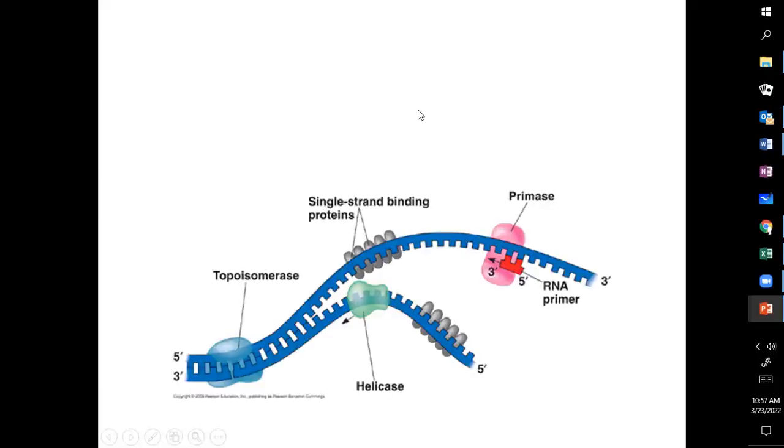So now we have all the players in place for the initiation of replication. Telomerase, single-stranded binding proteins. We have helicase here at the fork. The origination factors that originally bound to the origin to pop it open will dissociate. And then we're going to enter the synthesis portion in the next recording.